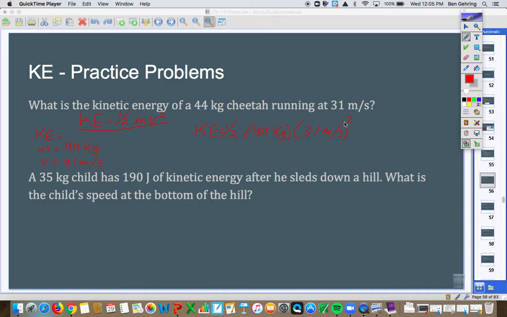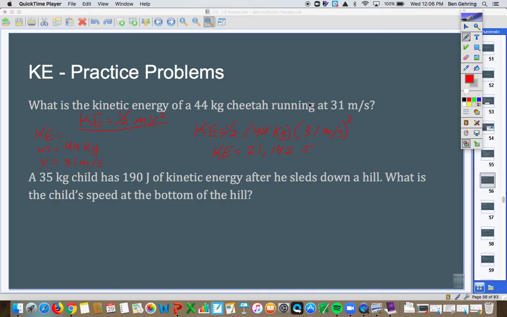If I plug that into my calculator, 44 times 0.5 times 31 squared, you might have to be careful on 31 squared using parentheses. My kinetic energy comes to 21,142. And my unit for energy is always joules.